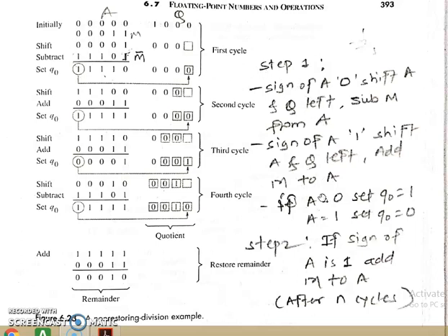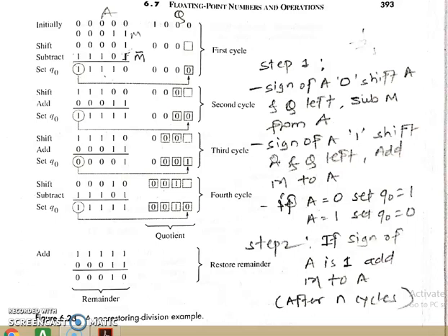The algorithm consists of 2 steps, but step 1 consists of 3 different things that we have to perform. It totally depends on the sign of A. Okay, so the sign of A is 0, means what? The result in A is positive, means the sign is positive. Then we have to shift A and Q to the left, and we have to subtract the value of M, that is, the divisor is subtracted from the accumulator.